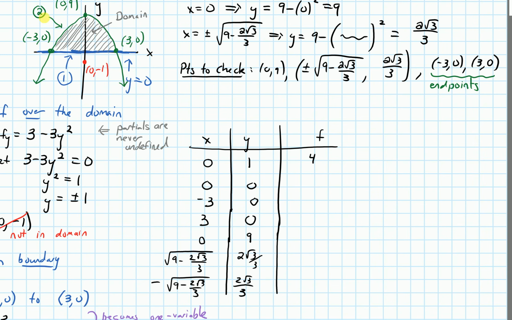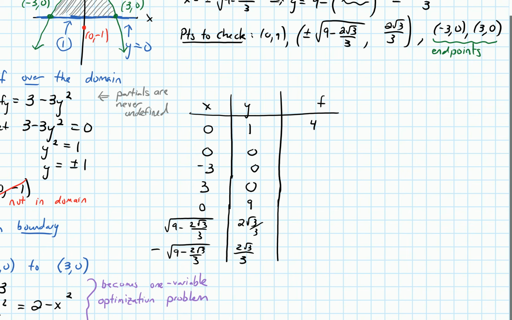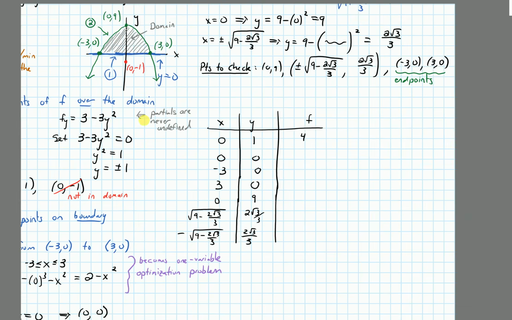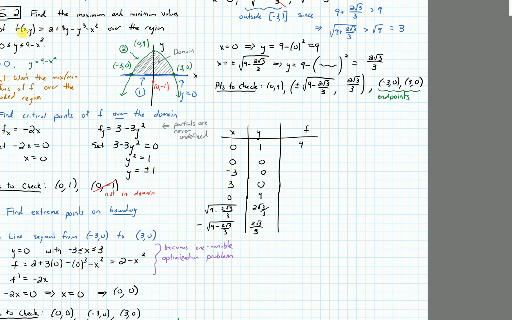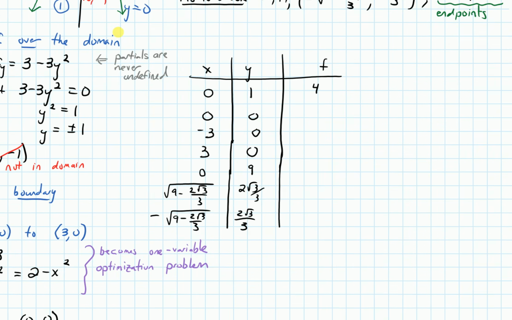Okay, so we have a complete list of possibilities where the absolute max and the absolute min might happen. I just got to plug all of these into the original function now. So here was the original function, f of x comma y equals 2 plus 3y minus y cubed minus x squared. Okay, so if we plug these in, I'm just going to tell you what we get.